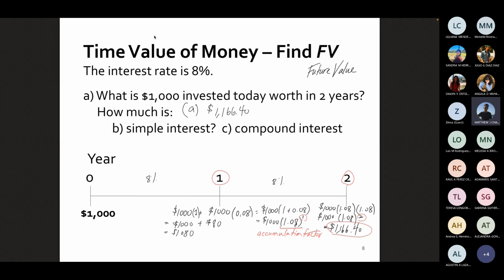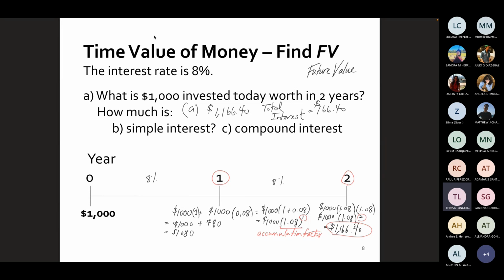The simple interest would be the 80 and then the extra money would be the difference, the compound one? Okay, you're close. All right, so you're close. It's something about this amount here. So the total interest is $166.40, right? That was all interest.